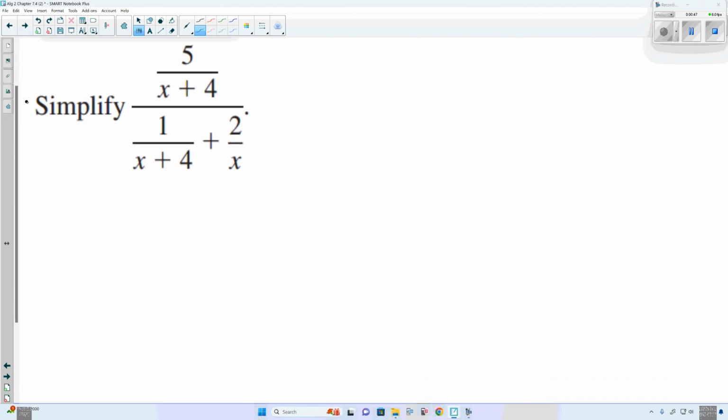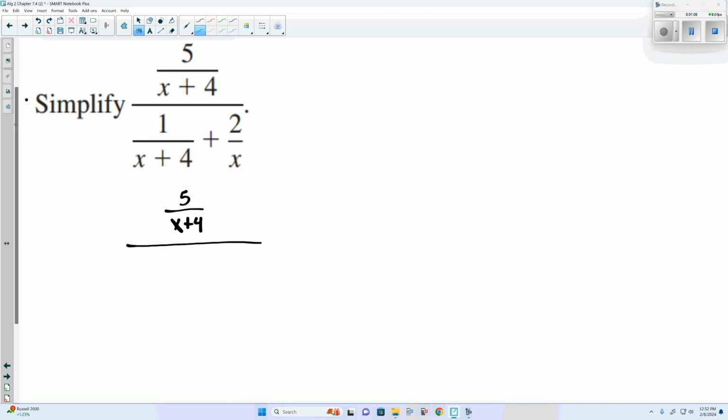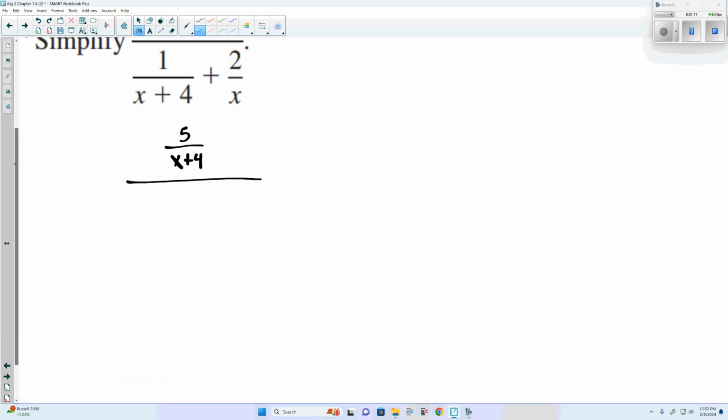So we're going to look at our first method first, and then we're going to do it again with the second method. Now, for our first method, what we need to do is get a single fraction on top and bottom. The numerator is already there. We have 5 over x plus 4, so it is one fraction. However, the denominator, we have 2.